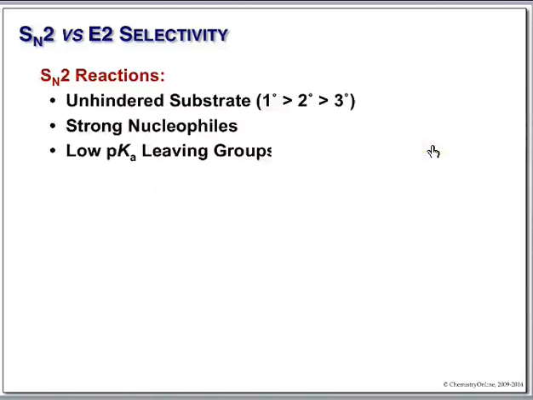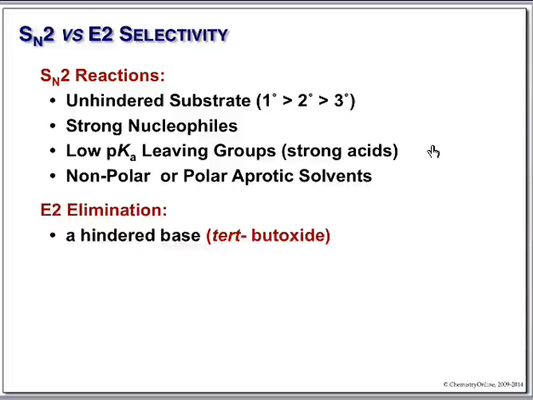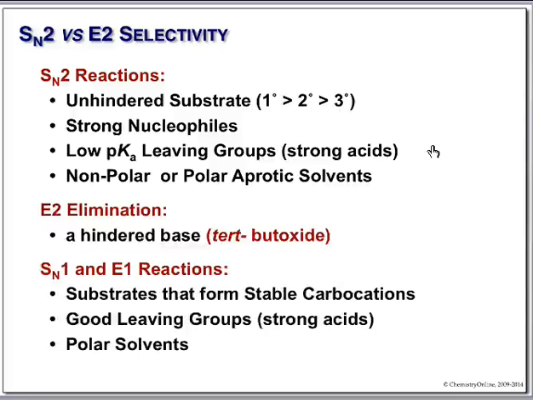So let's summarize it all. For Sn2, we want a simple, unhindered substrate. Got a good nucleophile, good leaving group, mostly nonpolar or aprotic. Just like tert-butoxide, the key word here is DMSO. For E2, tert-butoxide, that's all you have to remember. And Sn1 and E1, pretty much you want to avoid these. Polar solvents, good leaving groups, stable carbocations.